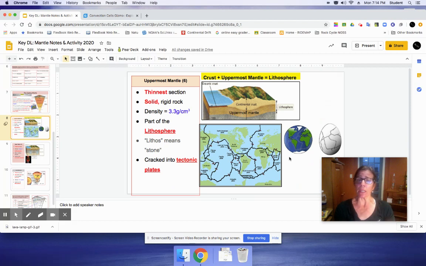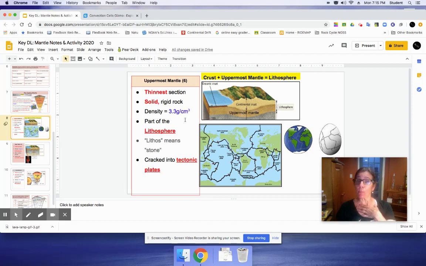Now, what I did here was I took the chart that I had you fill in and I broke it up into just three nice slides. So the uppermost mantle, that first section of the mantle that lies just below both the continental and the ocean crust, is solid just like the crust. Together with the crust, it makes up the lithosphere. This is the thinnest section of the mantle. It is solid and rigid, just like the crust. Rigid means stiff, okay, stiff and solid and strong.